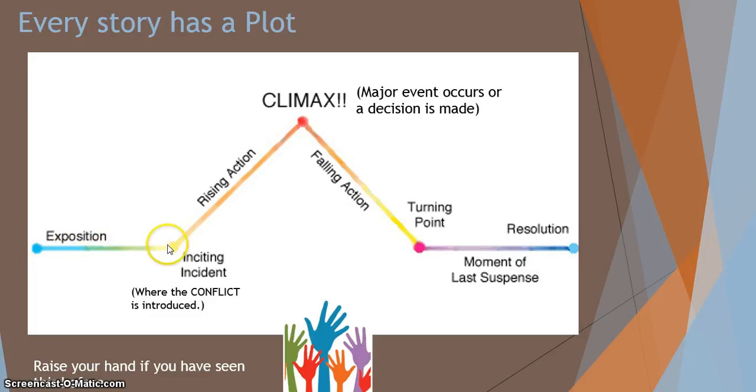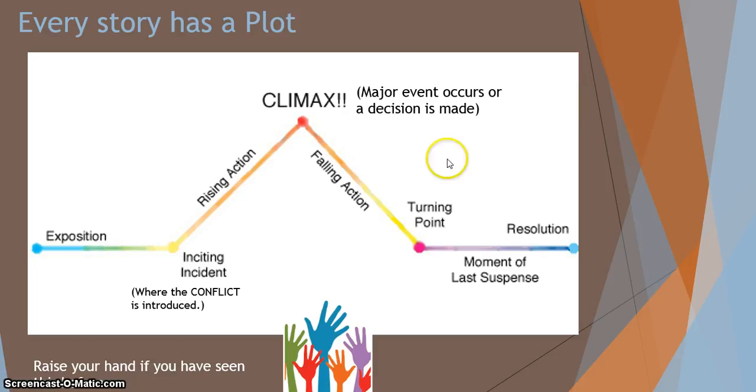The next point is down here at the bottom. This is your inciting incident. This is where the conflict is introduced. The rising action is where the main character or characters are trying to deal with the conflict, rising all the way up to the climax. This is the major event that occurs. Or maybe even a decision is made by the main character. This is where the conflict is dealt with.